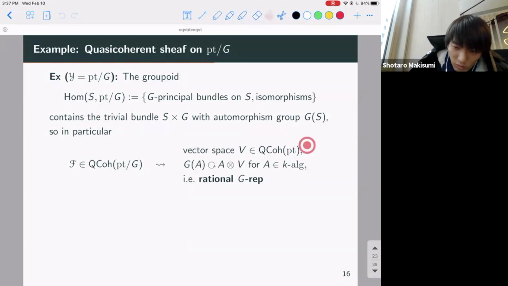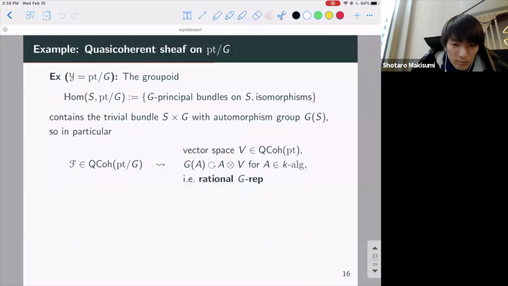well, the pullback to a point is just a vector space, and then because of the compatibility relations, the pullback to any spec A has to be this tensor product. And now, because the automorphism group is G of A for spec A, you have an action of the A points of G on this tensor product. And that's by definition a rational G representation.